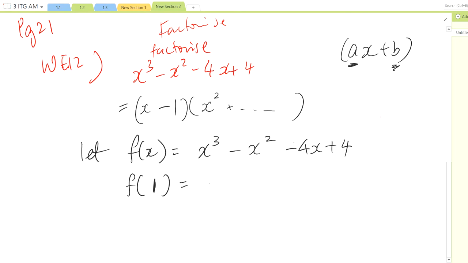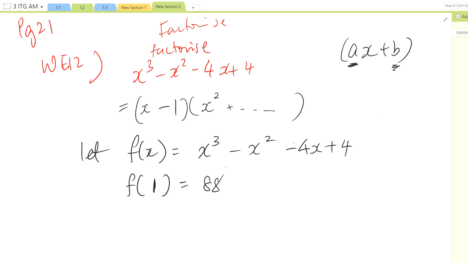If I work it out and it becomes 0, what does that tell me about x minus 1? Are you all following? Let me repeat. If I test it out and it equals 0, it means that x minus 1 is a factor. Happy. Job done. If I test it out and I see that f of 1 equals maybe 88, what does that tell me about x minus 1? It's not a factor, so I need to try something else.